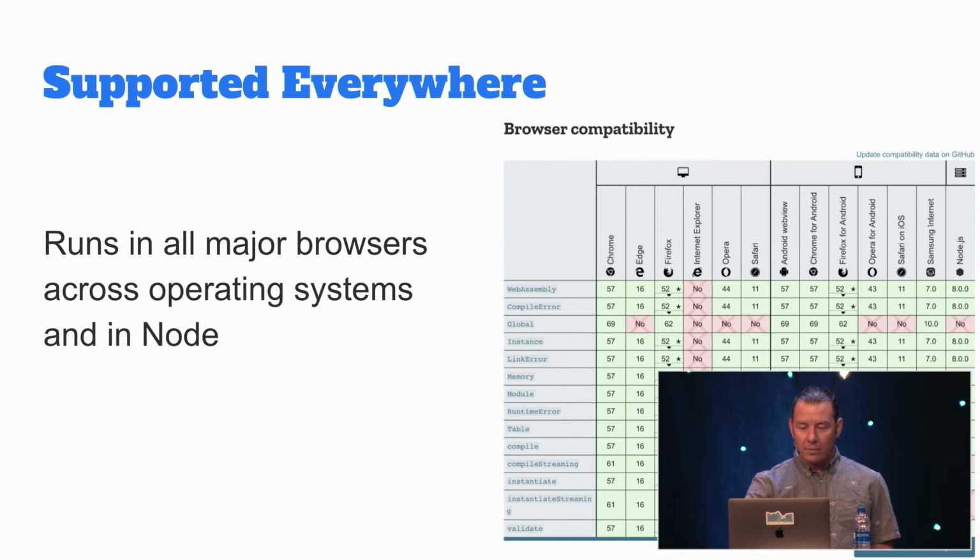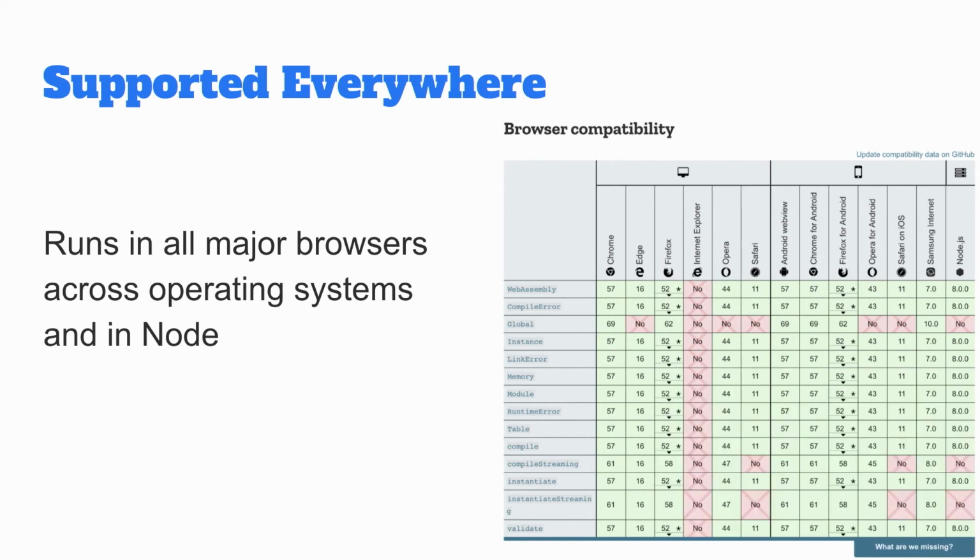So where is this supported? It's supported everywhere, basically, now. It runs in all major browsers across all operating systems and in Node. And that really goes back to that collaboration between all those major companies, right? This is a huge undertaking for WebAssembly to be able to run basically on your phone, in your browser, on tons of different hardware. They're able to support WebAssembly.